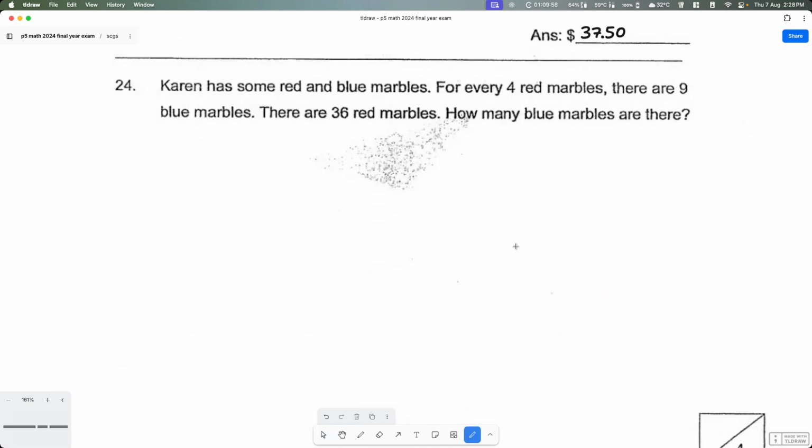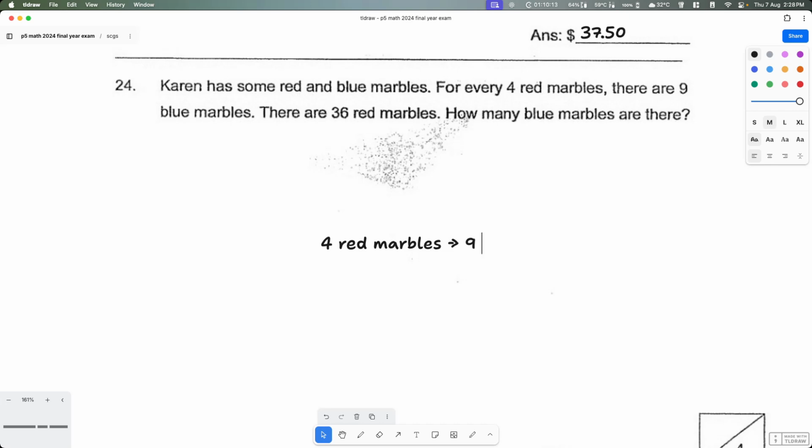Karen has some red and blue marbles. For every 4 red marbles, there are 9 blue marbles. There are 36 red marbles. How many blue marbles are there? So we know that 4 red marbles equal 9 blue marbles.